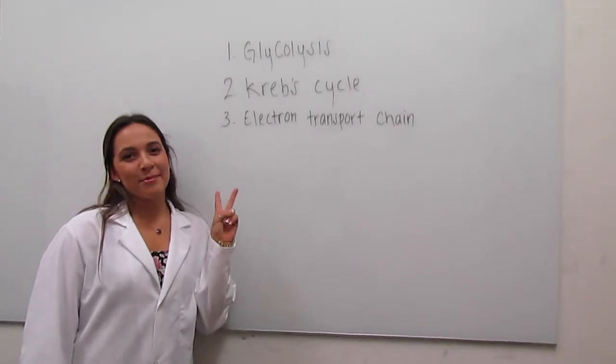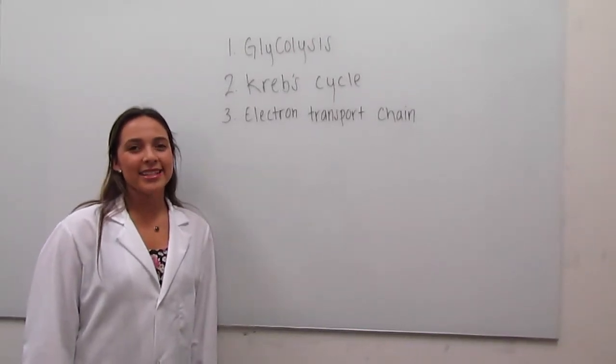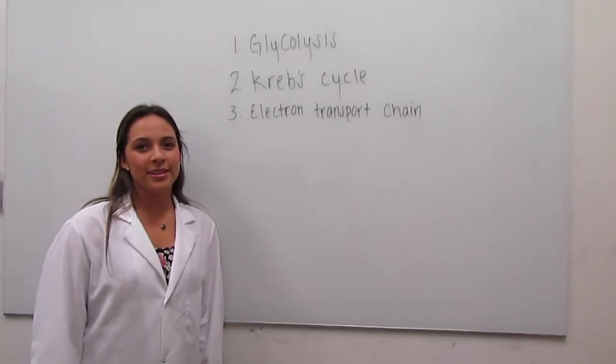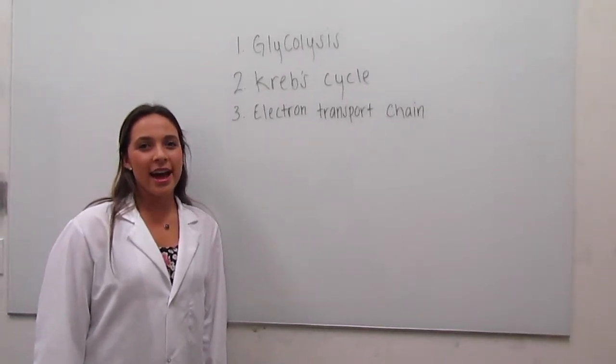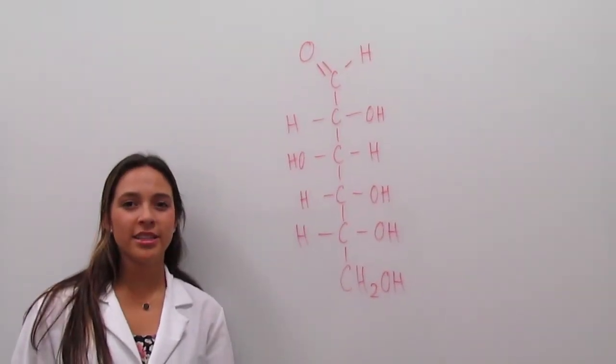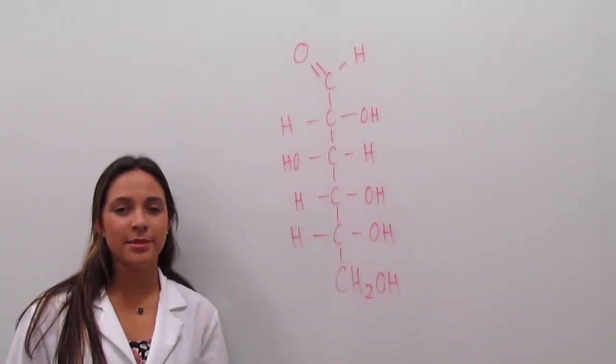The second step is the Krebs cycle, and this happens in the mitochondria. The third and final step is the electron transport chain, and that happens in the cristae of the mitochondria. Glycolysis is responsible for the breaking down of glucose and turning it into ATP.